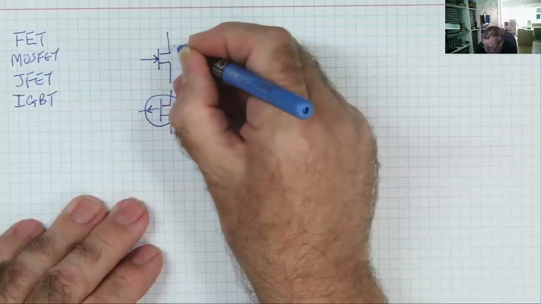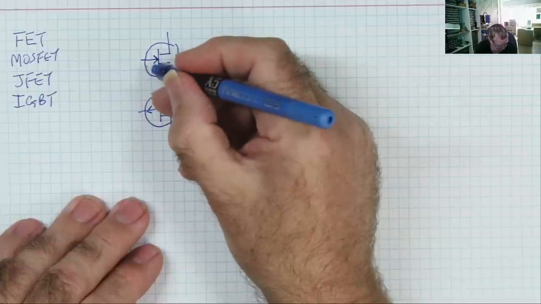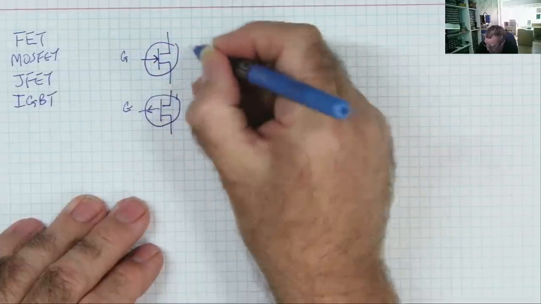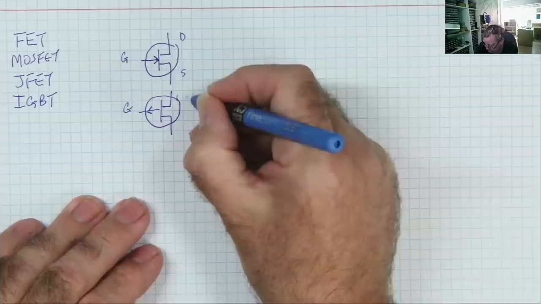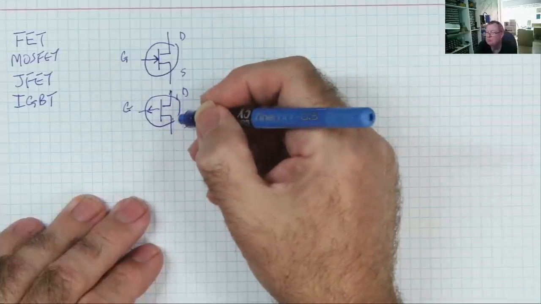We'll put the circles on because they normally have them. And there we have it. This pin is called the gate again, and these are the drain and source. So those are your JFETs or junction FETs.